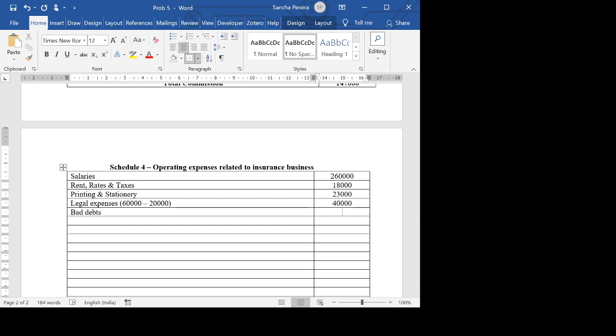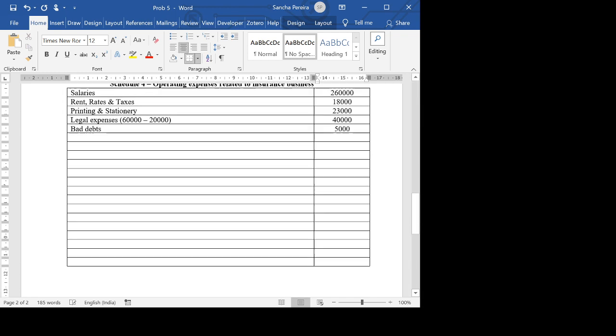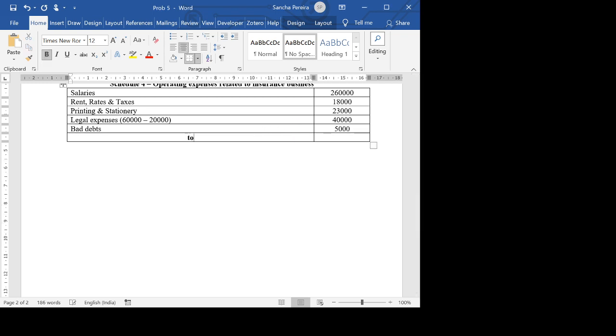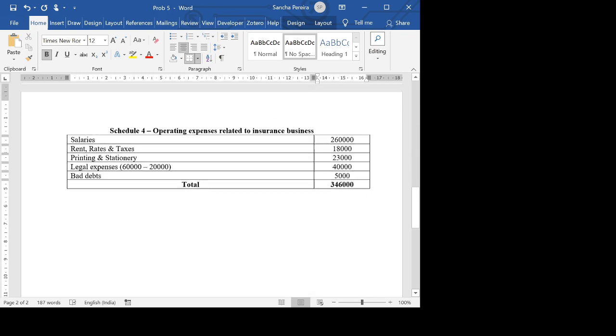Bad debts, which are 5,000. So the total of this comes to 3,46,000. Now what we need to do is just transfer our items.